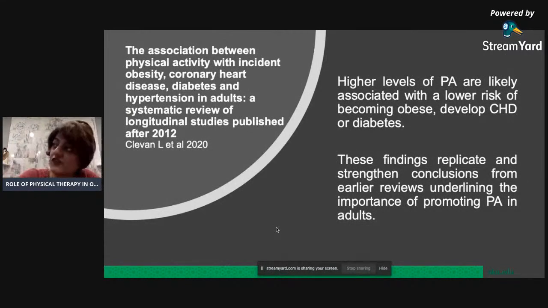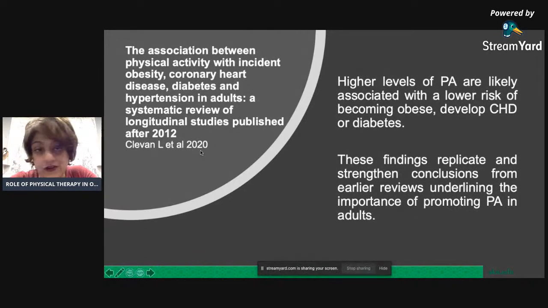So is there actually a link between physical activity and obesity? This study by Clevin et al. was done very recently, last year in 2020, and they looked at the association between physical activity or exercise and incident obesity, coronary heart disease, diabetes, and high blood pressure in adults. And this was a systematic review of longitudinal studies that were published after 2012, so very recent work. And they found that higher levels of physical activity, so people who generally engaged in more exercise, was associated with a lower risk of becoming obese, as well as a lower risk of developing coronary heart disease and diabetes. This is very promising, right?